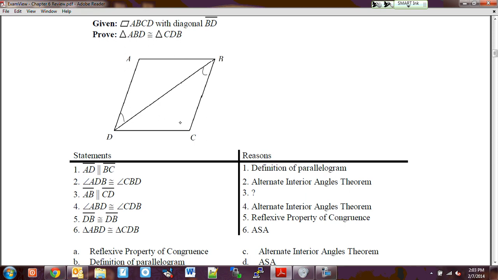Side AB is parallel to side CD. Well, if you notice, that's similar to number 1. All right. And in number 1, it was definition of parallelogram. So in number 3, it's going to be the same answer. Definition of parallelogram. So the answer here is letter B. Definition of parallelogram. Okay.